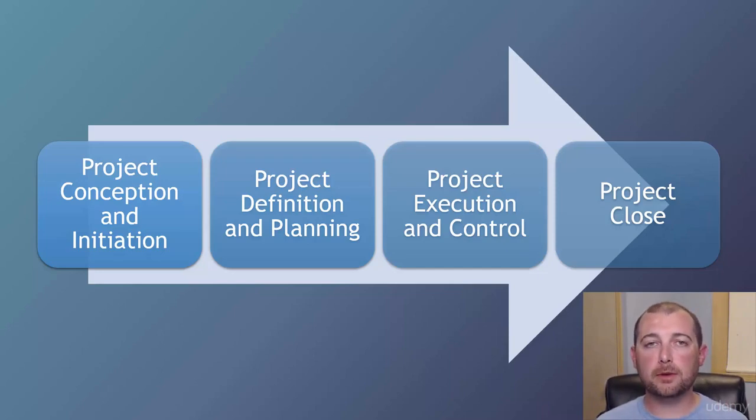The second piece is the project definition and planning. This is diving into a little bit more details about the project and really saying, okay, what would the scope of this project be, and how could we make sure that we had a good start and a stop to the project, as well as working through and planning out tons of different aspects of the project.